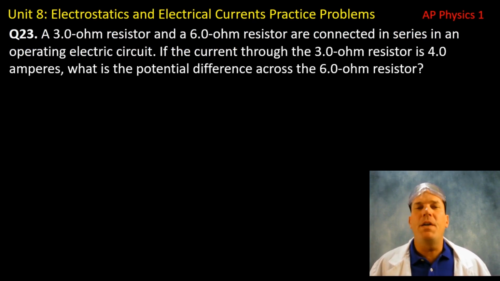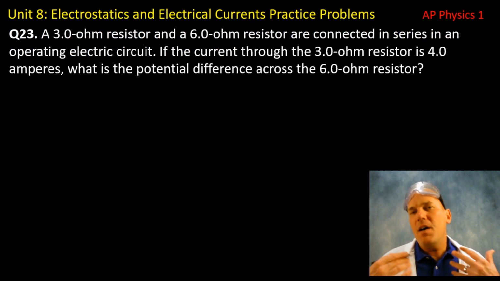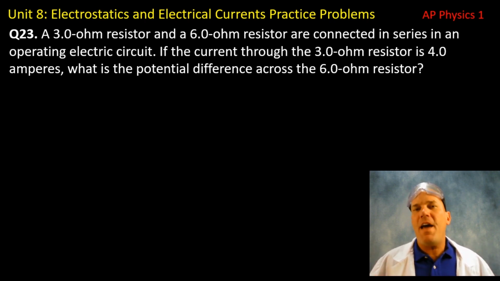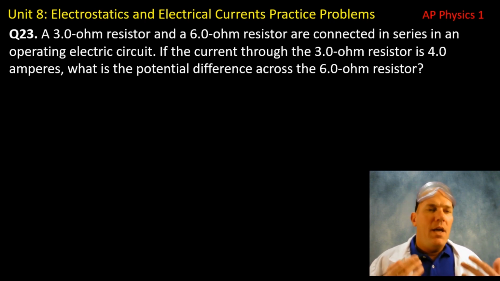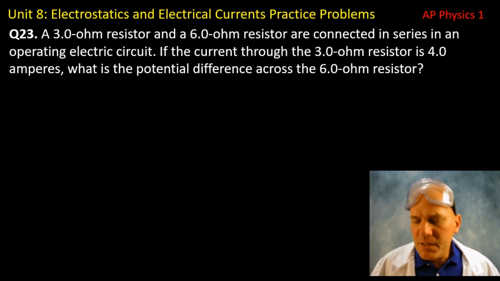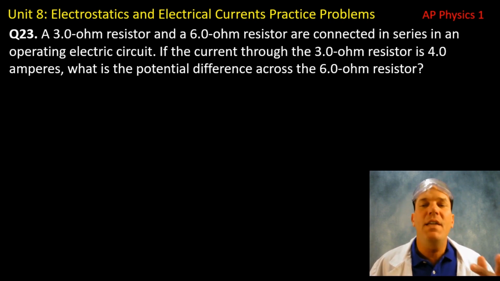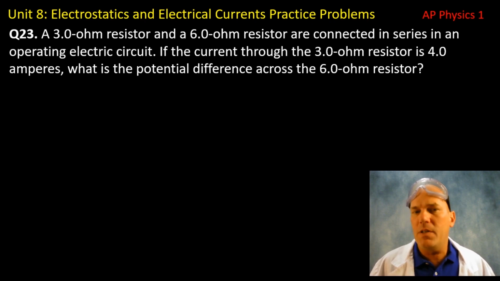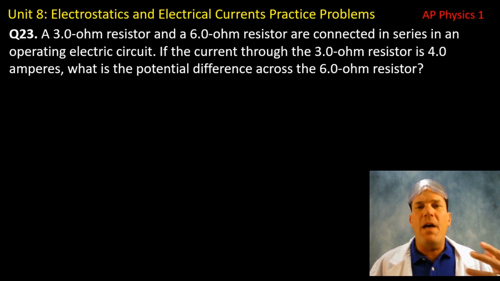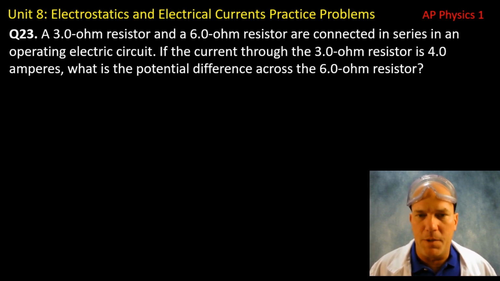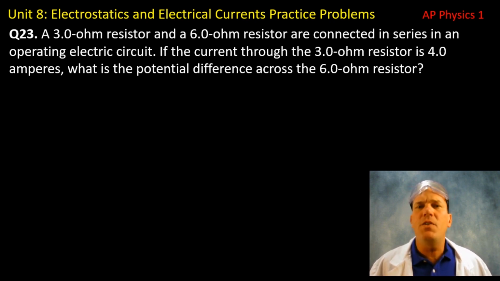Question 23 is an application of some of the preceding facts before this question. A 3 ohm resistor and a 6 ohm resistor are connected in series in an electric circuit. The current through the 3 ohm resistor is found to be 4 amperes. What is the potential difference across the 6 ohm resistor? This question is asking you to solve for the voltage across the 6 ohm resistor.